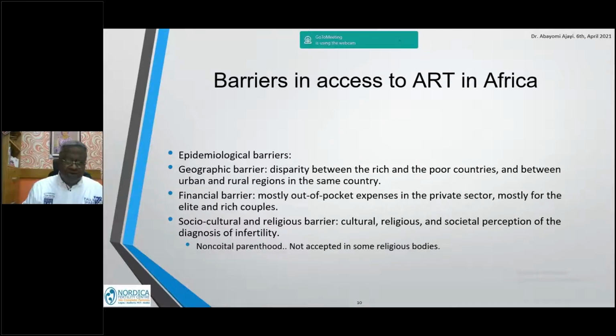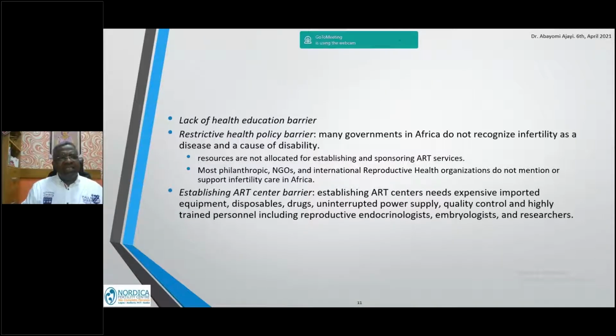Then, of course, there's the social, cultural, and religious barrier. Non-coital parenthood is not accepted by some religious bodies. Then there is also a big gap in health education. Many people don't even know how their body functions. Even the people who make use of ART, sometimes they just want to have a baby. They don't know how IVF works. So when it fails, it's really a big problem. You have to bring them up to speed on what the cause of the failure is and how to explain it to them.